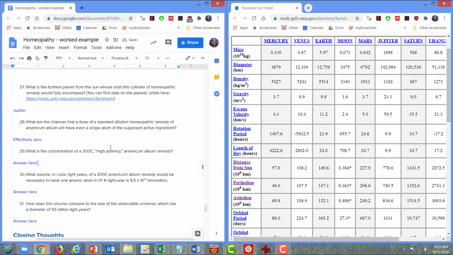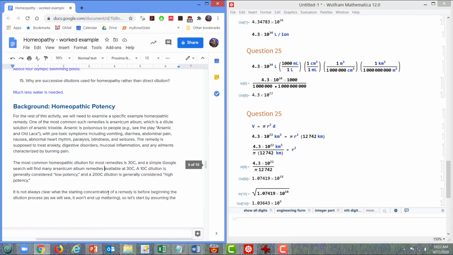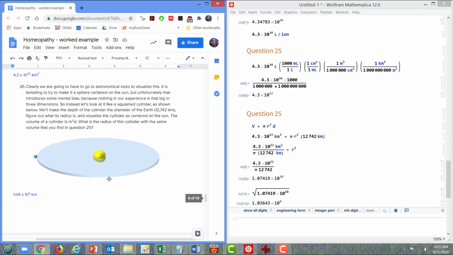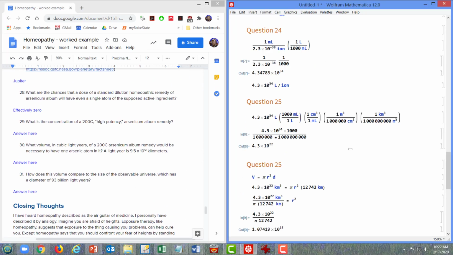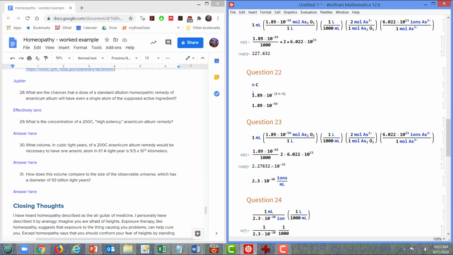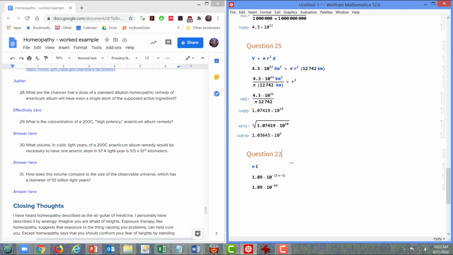Now, remember back when we introduced this idea up here that 30C is sort of a standard dilution. High potency treatments are 200C. Wow. All right, 200C. So, what is the concentration of a 200C high potency remedy? Well, we solved this issue here. Okay, I'm going to copy that down so that we can look at it. So this is question 29.